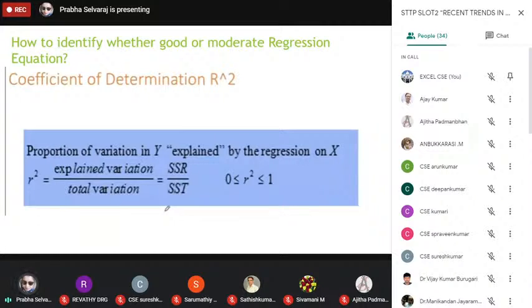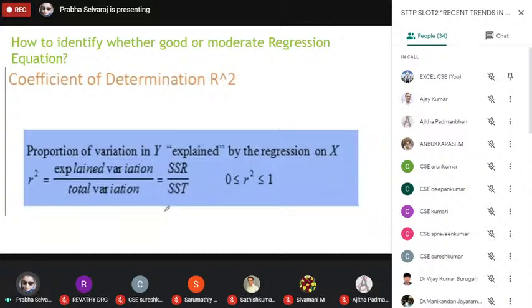Now what is the total sum of squares? Regression sum of squares plus error sum of squares. And what is total variation? Explained variation plus unexplained variation. Now I want to find out the explained variation, unexplained variation, and total variation. So total variation, SST, is very simple.